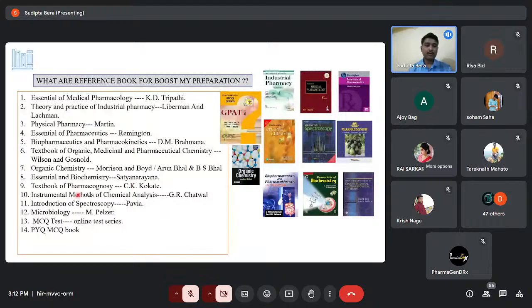And textbook of pharmacognosy, C.K. Kokate, is an important book. You can get all types of concepts and information in one book. The examiner asks from C.K. Kokate. For instrumental methods of analysis, Pavia for spectroscopy and Chatwal for chemical analysis. For microbiology, Pelczar. And MCQ textbooks and online MCQ test sets.